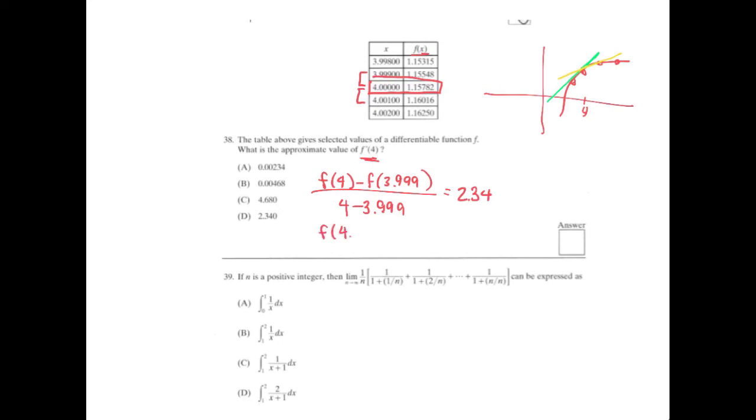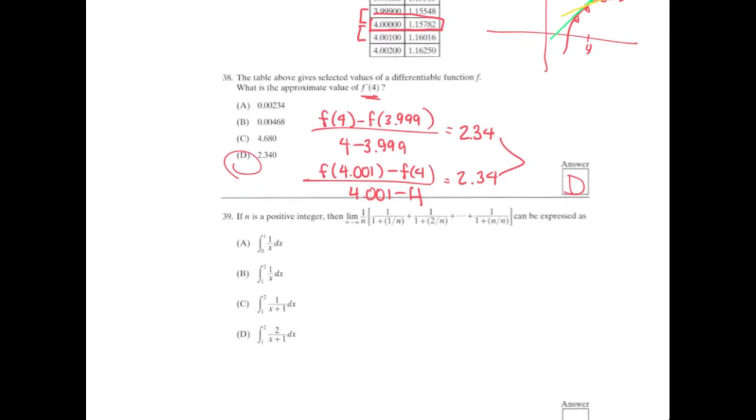And then we'll do the same thing with a point to the right. So find the slope between 4 and 4.001. And we put that in our calculator, and we're actually going to find 2.34 also. So this is symmetric right there. But what you do is just average those two. And obviously the average between 2.34 and 2.34 is just 2.34. And so that's our final answer to this question, D.